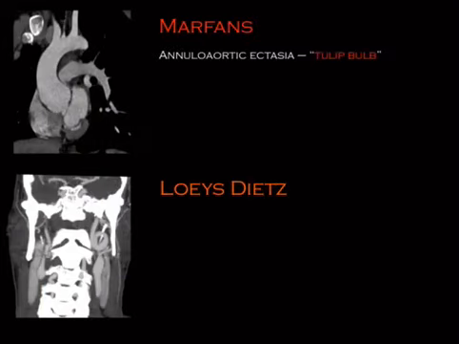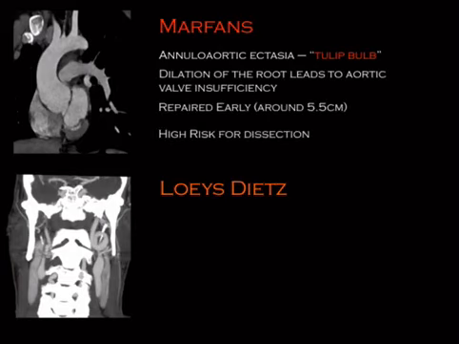So Marfan's has this very classic tulip bulb appearance. Annular aortic ectasia is a buzzword which describes the type of aneurysmal morphology. The dilation of the root leads to valvular problems, specifically valvular insufficiency. Obviously, it wouldn't be stenosis, right? Because you're stretching it apart.